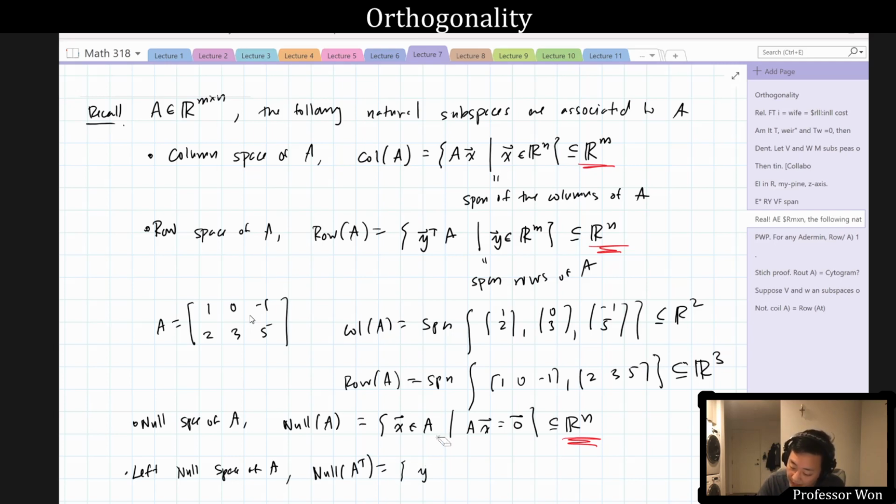Wow, I wrote this wrong actually. It's not x and a, this is x and Rn. I must have been having a stroke when I wrote that. This is all the vectors y transpose in Rm such that y transpose a is equal to 0. That's why he calls it the left null space. It's like all the vectors that when you multiply on the left, you get 0. But of course, they have to be row vectors to multiply.